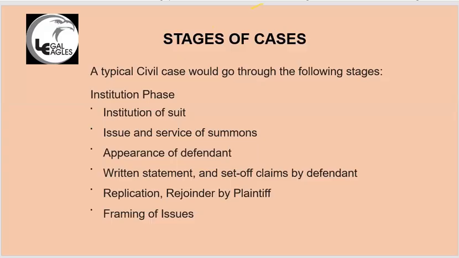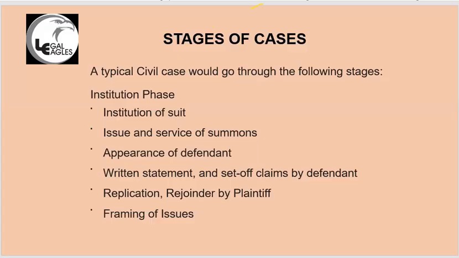Main other thing is order 35, which is important. We'll talk about those things next: suits relating to interpleader, special cases, summary suits. This is important. These 2-3 things we will talk about in the next session, because I want to talk about interpleader in a separate class. Okay. I think we discussed interpleader. Somebody asked in the group, what is interpleader? Okay. Then I'll talk about summary suit here itself.